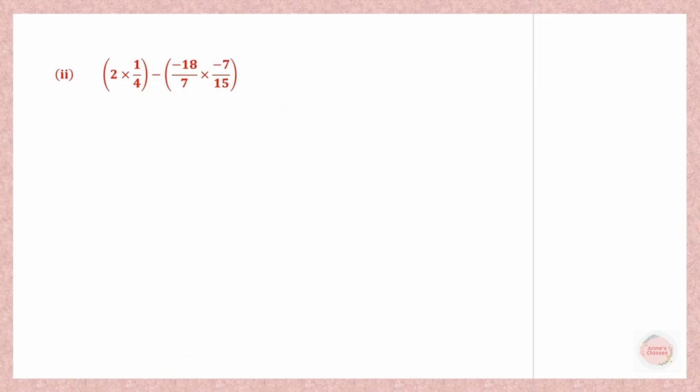Question 2. So here also we have these. Let's write it down. 2 into 1 by 4. So let's give this the denominator 1. So this becomes the first group within brackets. Now on the other side, what do we have? We have minus 18 by 7 into minus 7 by 15. So this is the second group.